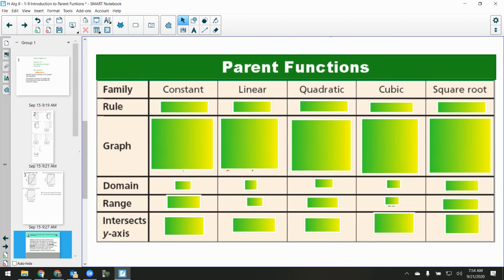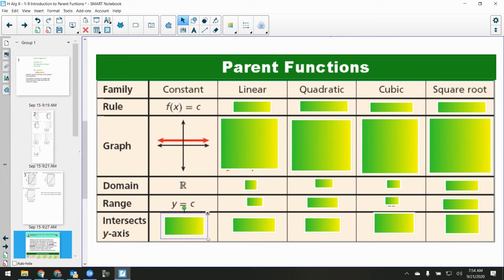So let's talk about this. Oh, I have this all covered up and you can't see it all. So I'm just going to take a moment and delete all of these boxes. Actually, I'll go through family by family.